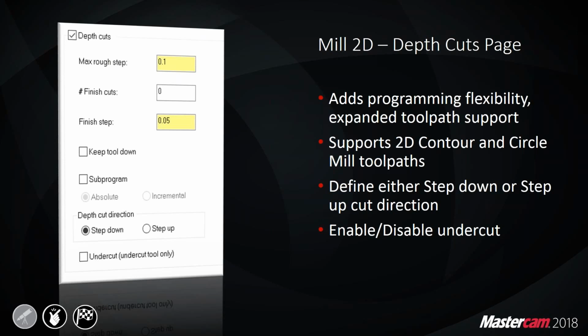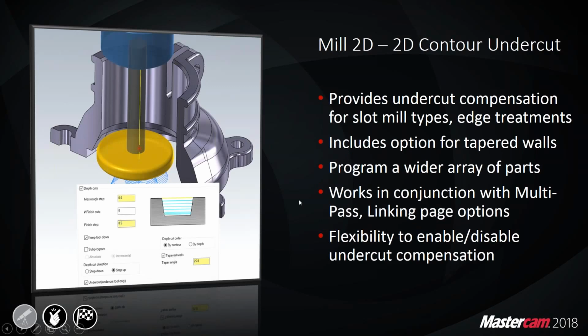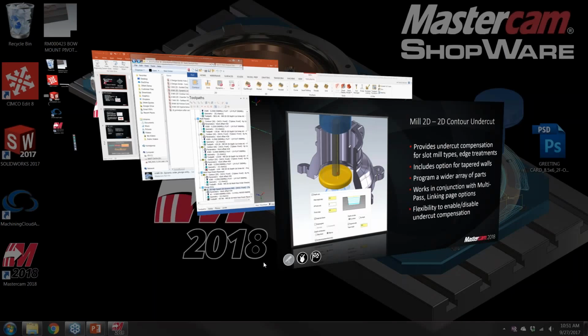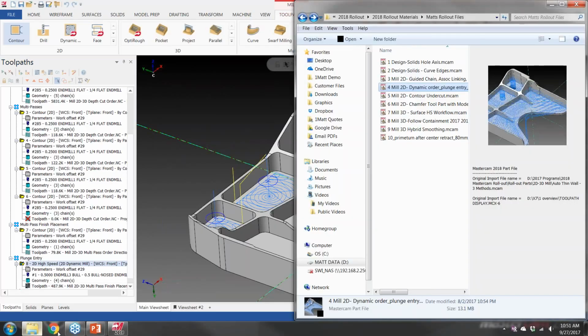But we also added this to the circle mill toolpath, which I believe wasn't there before. And we also have the depth cut direction, which is either step down or step up. So instead of boring you guys with more PowerPoint slides, let me just show you how this works.